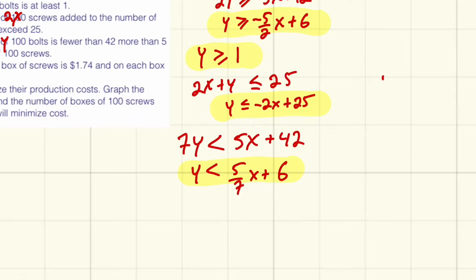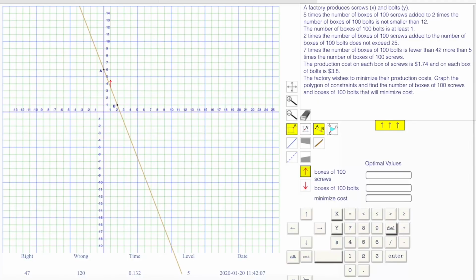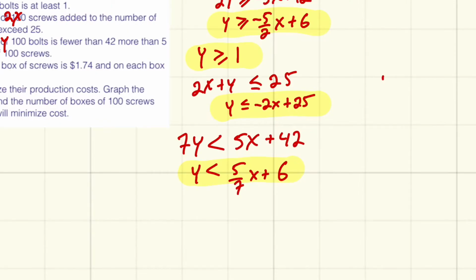The next one, y is greater than or equal to 1. That's a horizontal line, like that. The slope is 0. The y is equal to 1 is that. Y is greater than or equal to. We are shading above. Y is less than or equal to, so a solid line, and we're shading below.